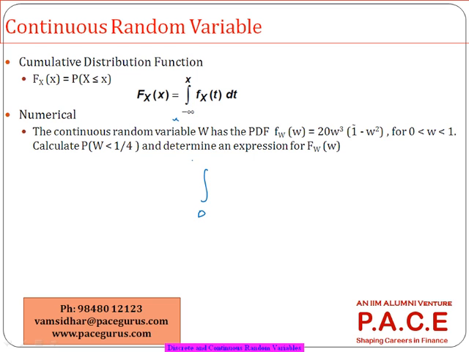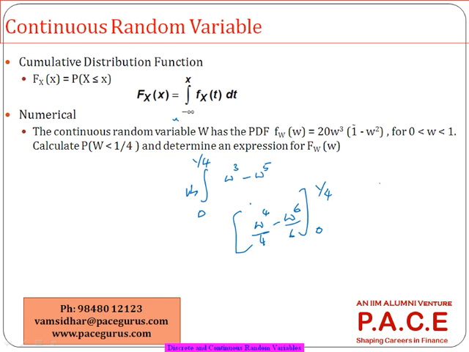So for this, what will I do? Integral from 0 to 1 by 4 of 12 into (w cube minus w power 5). Because I am asking for the value lying between 0 and 1 by 4. The question is anyhow less than 1 by 4, but I know that it lies between 0 and 1, so I am creating the interval 0 to 1 by 4. This gives w power 4 by 4 minus w power 6 by 6, and you are doing the integral between 0 and 1 by 4.